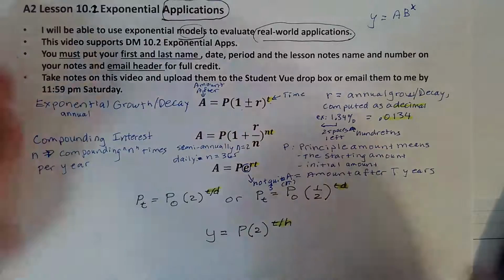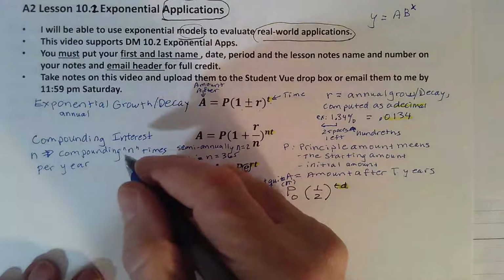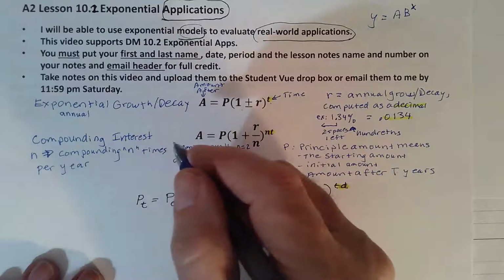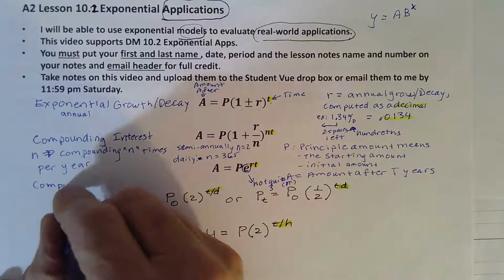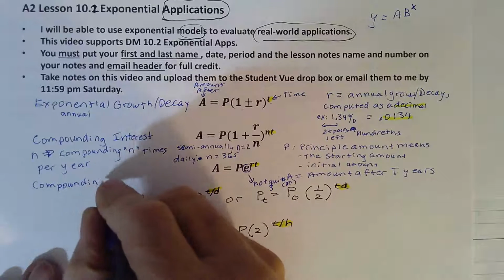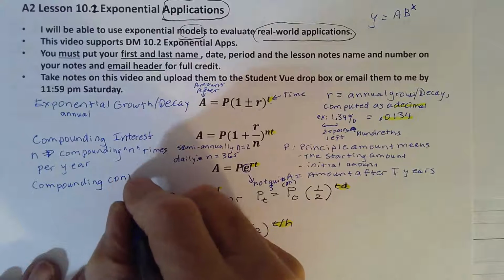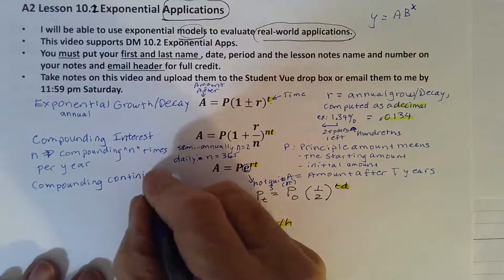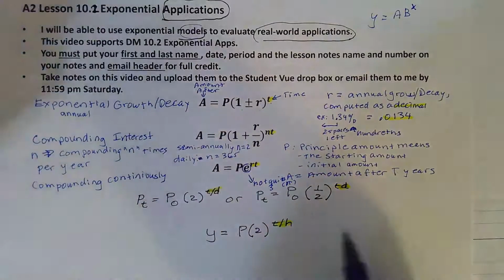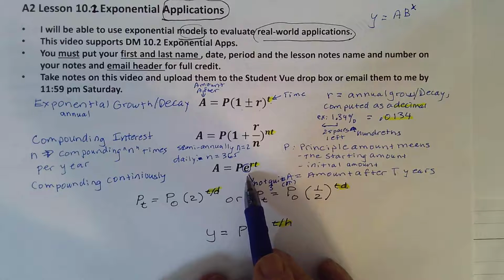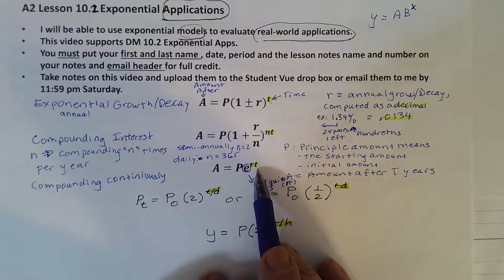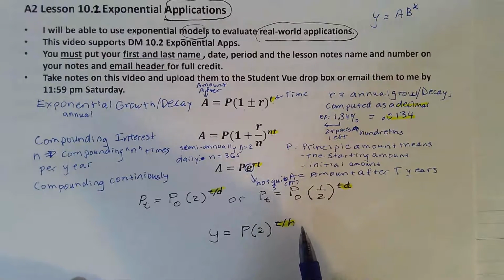All right, so what's the PERT formula used for? It's used for continuously compounding, or compounding continuously. So this is the initial amount P times not quite 3 and continuously compounding times the rate and time. Okay, that's basically what it is.